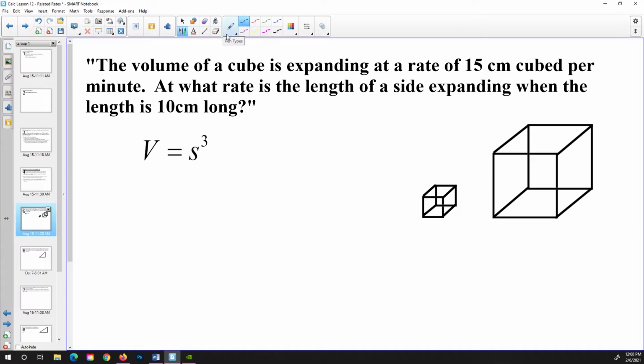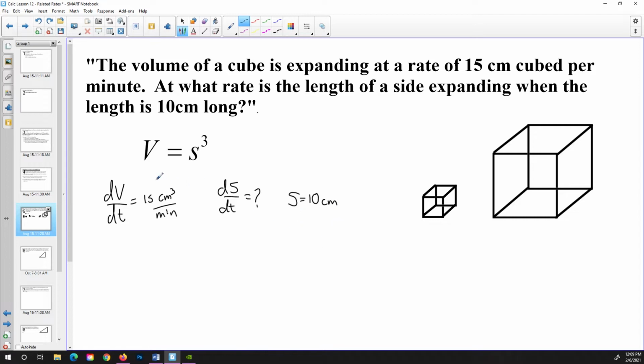First, we know a few things. Let's make a list of those things. First, we know that the change in volume with respect to time, or dV over dt, is 15 centimeters cubed per minute. The question asks, at what rate is the length of a side expanding? So the question asks us to find ds over dt. Since s is that defined variable, we're trying to find that when s is equal to 10 centimeters.